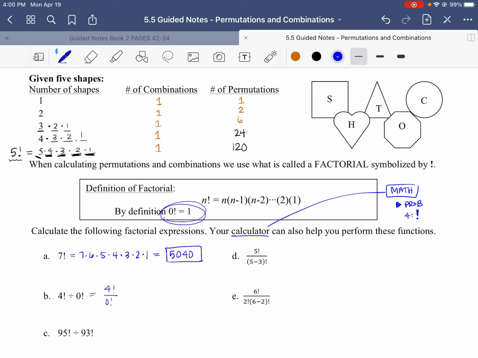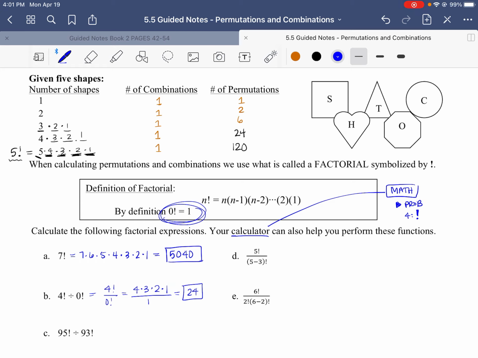If you look up the definition of factorial, 0 factorial is always equal to 1. So this is really 4 times 3 times 2 times 1, because 4 factorial goes all the way down, over 0 factorial, which is just 1. So this is really just 4 times 3, which is 12, times 2, which is 24, times 1 is just 24. So 24 over 1, or we can just write this as 24.